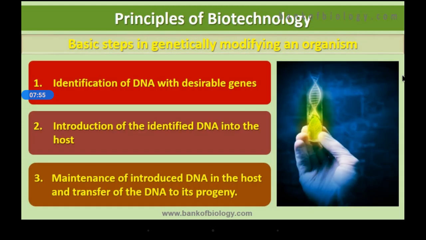And here you can see the basic steps in genetically modifying an organism. When we say genetically modified organism, we cannot simply do it; there are certain steps followed. The important 3 steps followed for genetically modifying an organism are, first, identification of DNA with desirable gene. By reading itself, you can understand it.